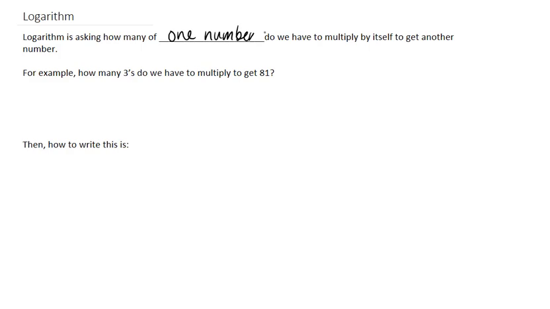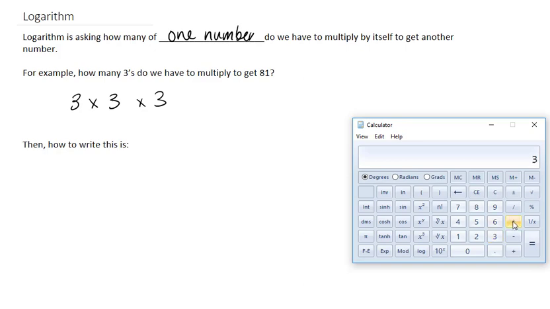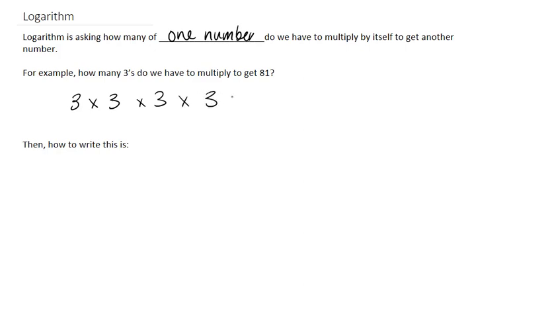So when we look at multiplying, we can go 3 times 3, and that's 9 times 3. We can get our calculators out. 3 times 3 is 9 times 3 is 27 times 3 is 81. So we have to multiply 3 by itself 4 times to get to 81.